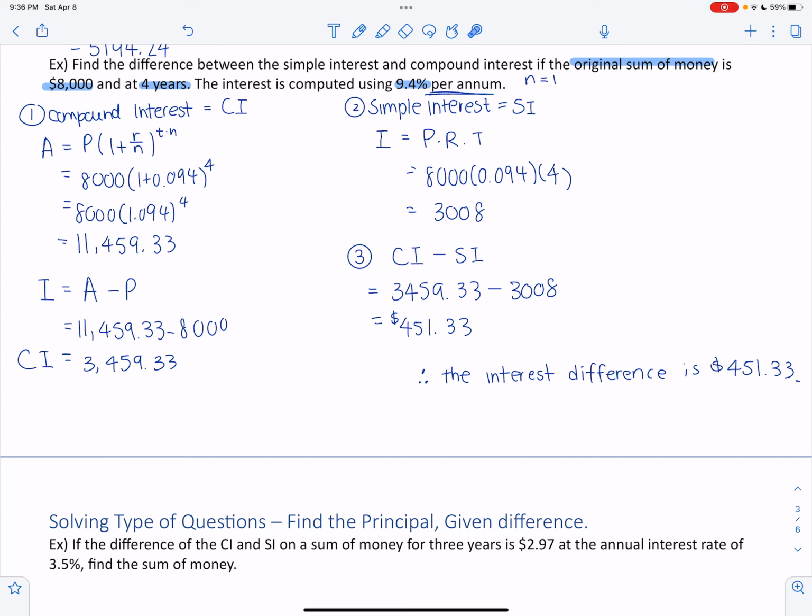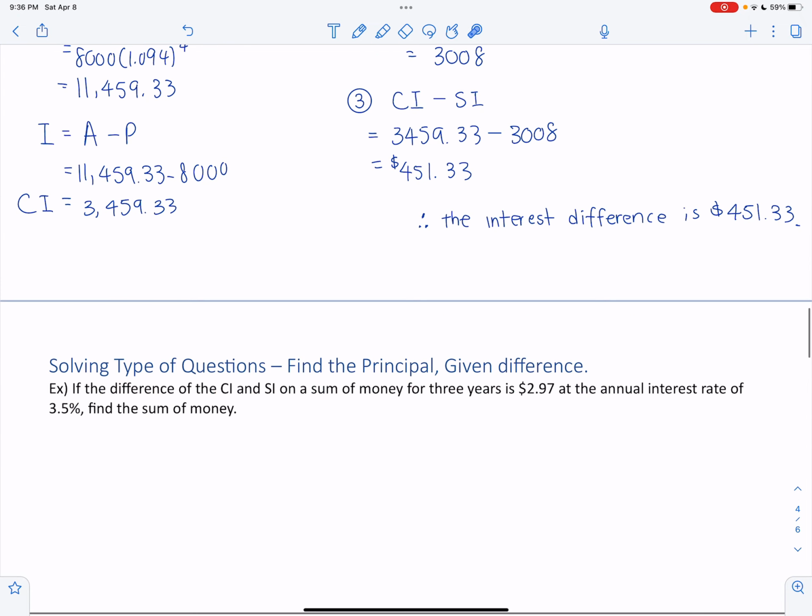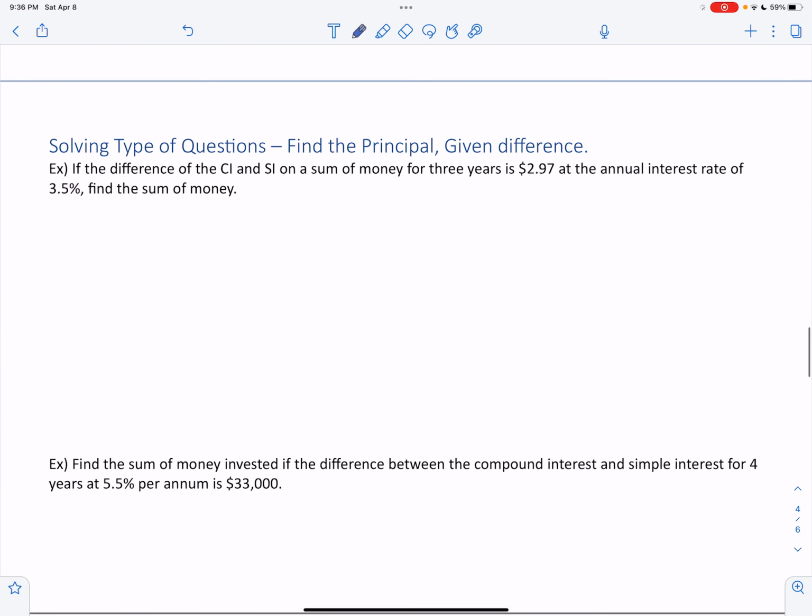I need you to take a very step-by-step procedure to find that. Let's read this together. If the difference of the compound interest and simple interest on the sum of money, so the sum of money is the principal, I'm looking for principal here, for 3 years, we got t equals 3, is 2.97. So they're saying the difference of those two methods is 2.97, so my compound interest minus my simple interest is $2.97.